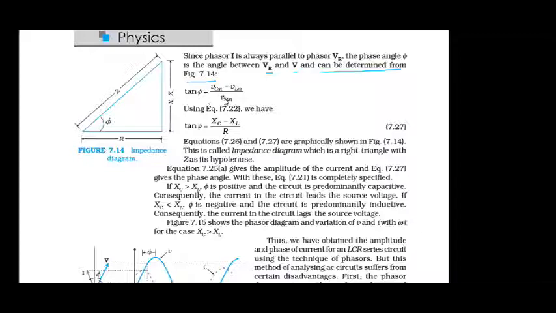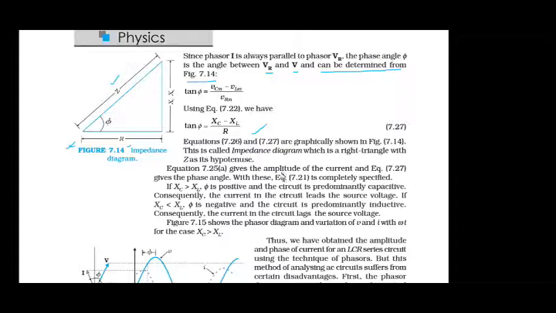This is also called the impedance diagram, where perpendicular is XC minus XL, base is the resistance, and the hypotenuse is the impedance Z. Equations 7.26 and 7.27 are graphically shown in figure 7.14. This is called the impedance diagram, which is a right angle triangle with Z as hypotenuse. Equation 7.25a gives the amplitude of the current. Equation 7.27 gives the phase angle.